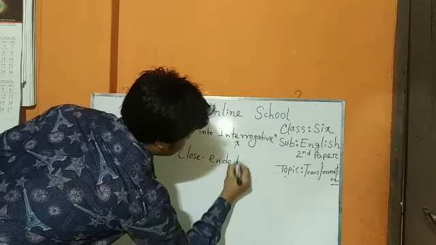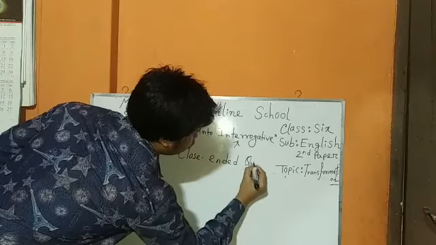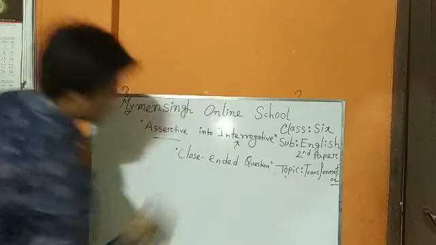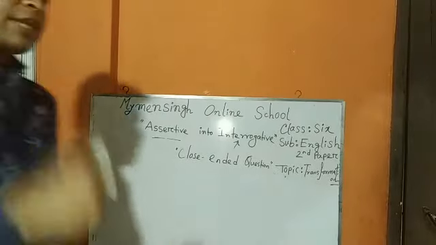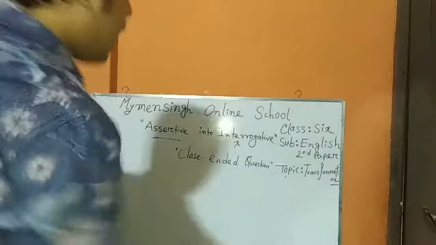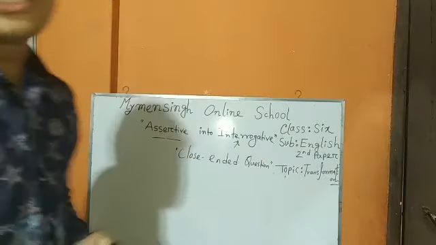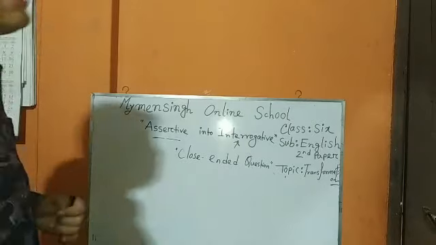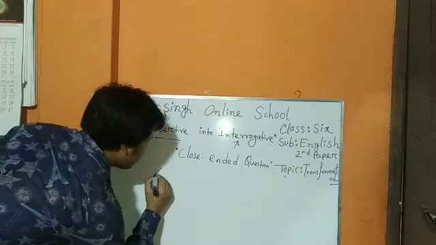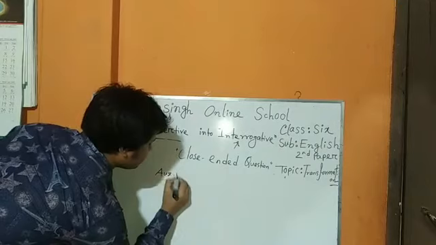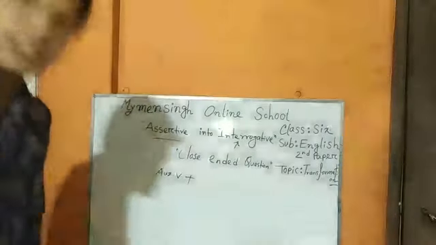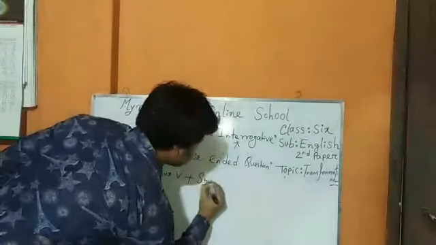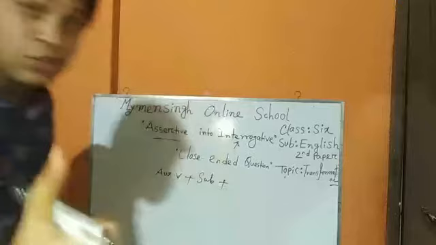You already know what is a closed-ended question. Now I'm telling you how can we form a closed-ended question. To form a closed-ended question, we need an auxiliary verb at first. That means at first use an auxiliary verb. Then we have to use the subject.